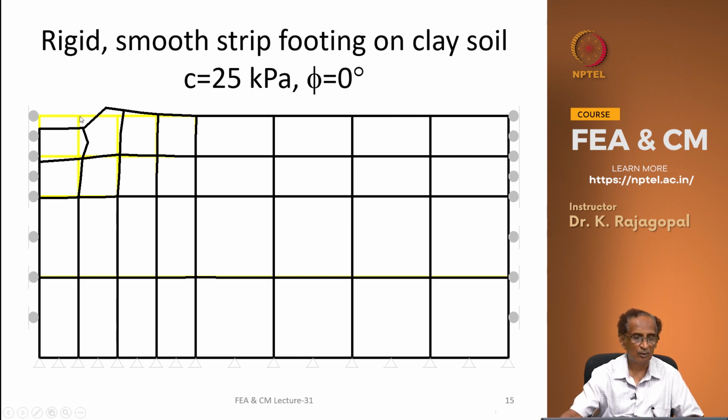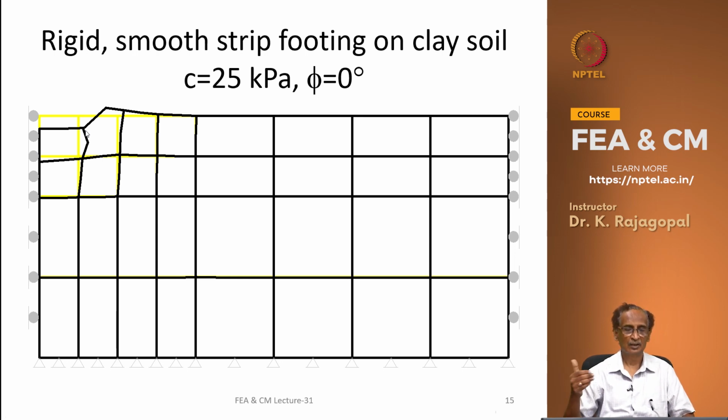So, this particular node that was there has deformed to this position, because we are allowing the nodes to move freely. As you are compressing in one direction, the material will expand in the other direction. That is what we see here.